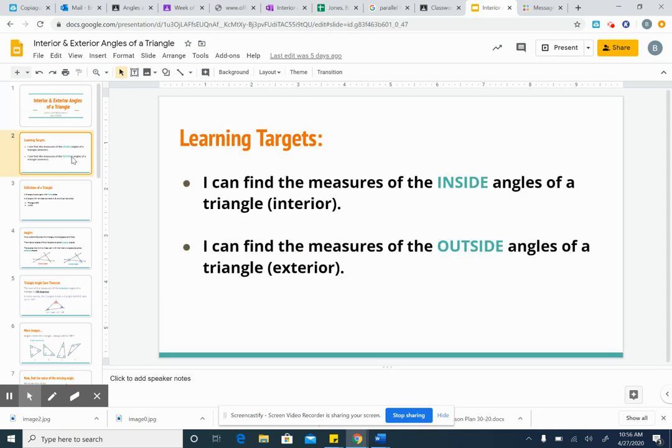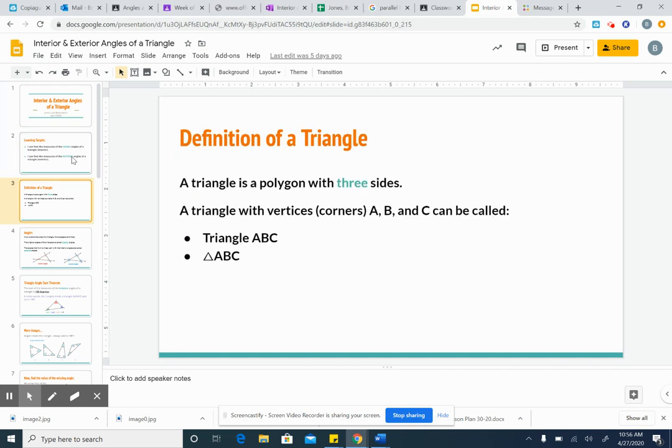Okay, our learning targets for this week will be: I can find the measures of the inside angles of a triangle, which will lead us to I can find the measures of the outside angles of a triangle. So we're going to be working with interior and exterior angles.